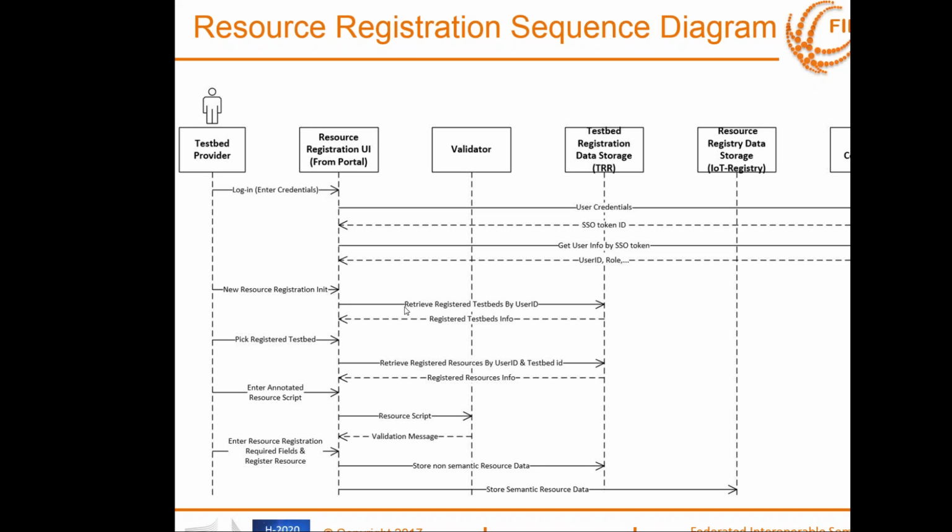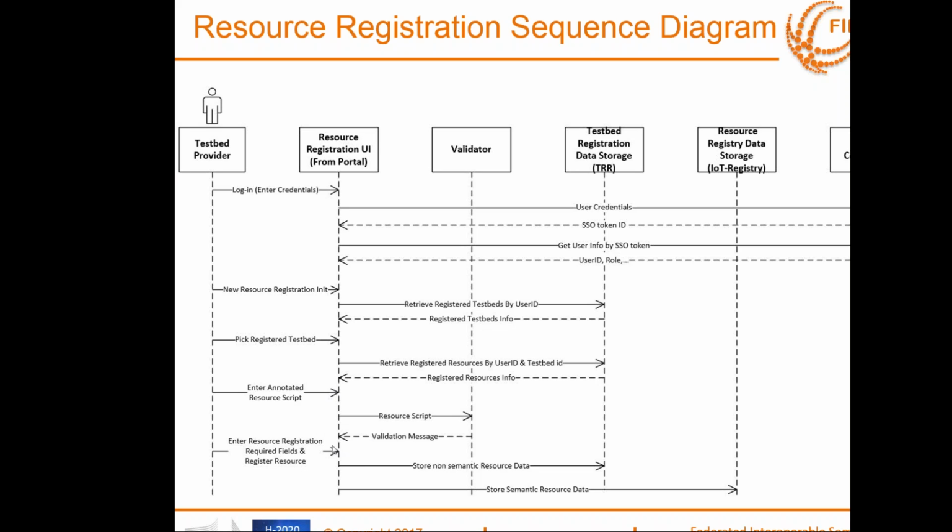So what happens first is again retrieving all the available testbeds that have been registered by you. You can pick a testbed. Having a registered testbed is a prerequisite in order to register a resource, because a resource is bound to a specific testbed. So you pick the testbed of interest, and now you can enter the annotated script in order to be validated, to confirm that you have a valid resource script.